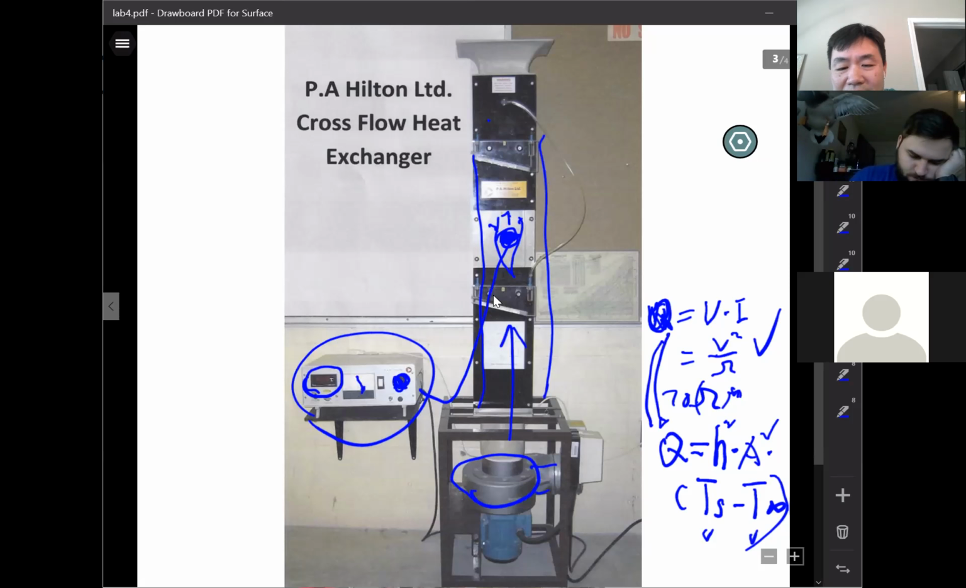The resistance is given. So at any voltage setting here, you can have V squared over 70 ohm. This is the wattage, the heat generated. It's equal to the convection heat transfer. So you have the area, you measure the surface temperature and the ambient temperature, so you should be able to calculate the convection heat transfer coefficient.